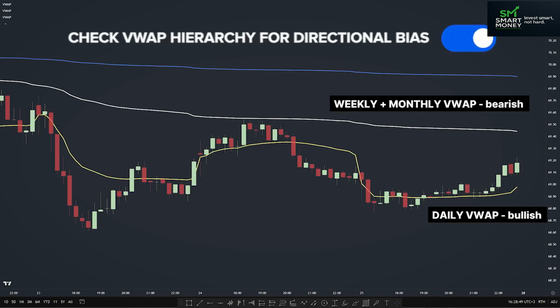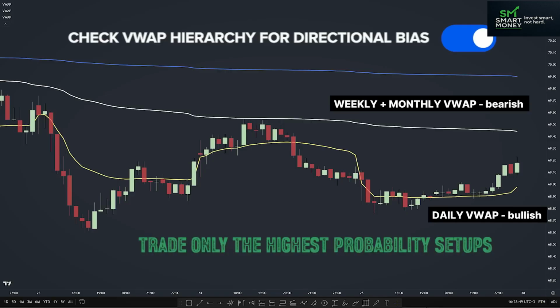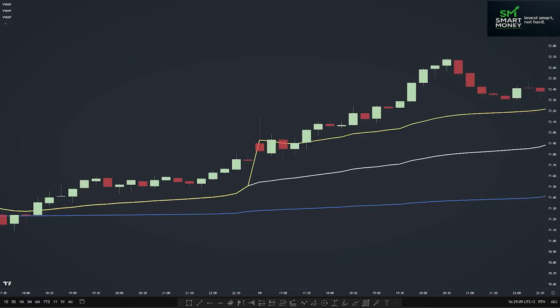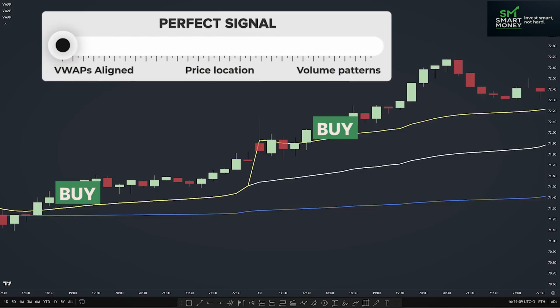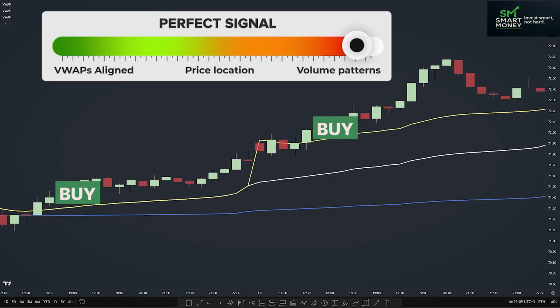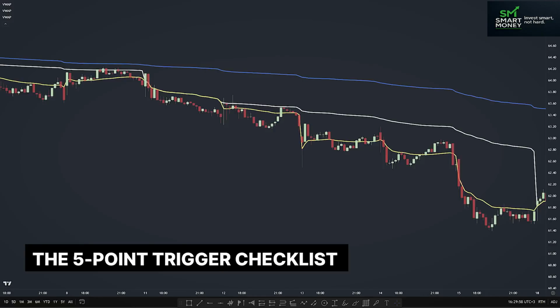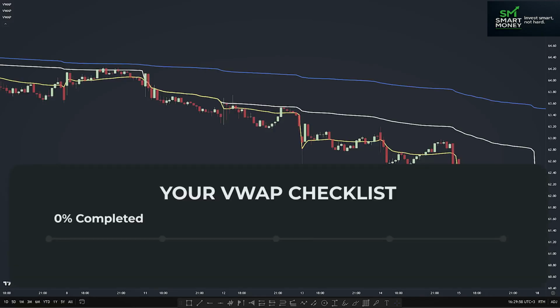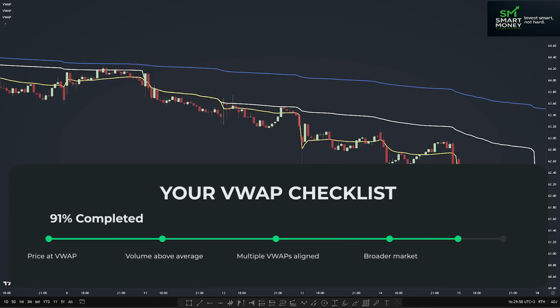Your VWAP watch list focuses on markets with the highest probability setups. Look for instruments where multiple VWAP timeframes are aligned. Price near significant VWAP levels. Volume patterns suggesting institutional activity. Your VWAP playbook becomes a simple checklist. Is price at VWAP? Is volume above average? Are multiple timeframes aligned? Is the broader market supporting this direction? Are VWAP bands expanding or contracting? Check all 5 or skip the trade.